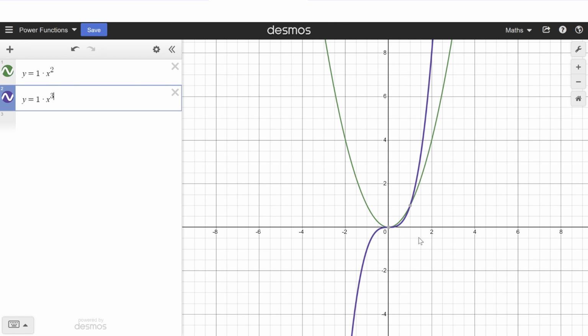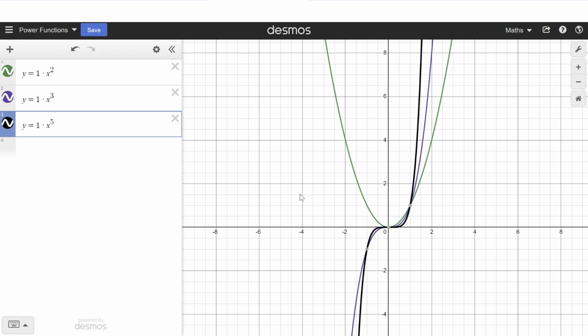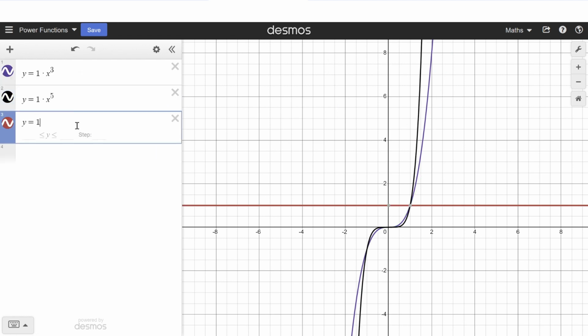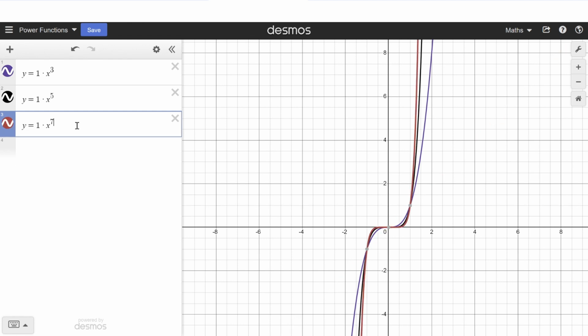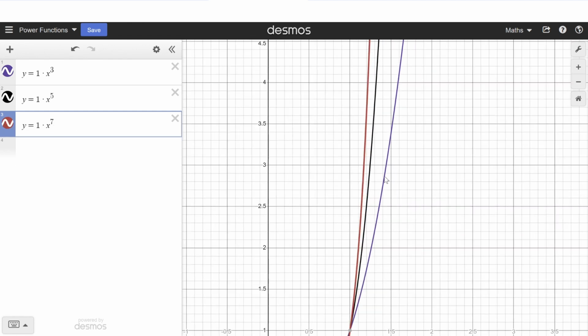And they also still intersect at the origin, because 0 to any power is also still 0. But now the graphs change a lot, and this all depends on the parity of a function. For example, what if I typed in another odd parity function, for example, y equals 1 times x to the power of 5? Now, once again, the graph is this weird curve that starts from the top and goes down. But it's similar to the purple line, right? So odd parity functions also have the same shapes, or similar shapes.